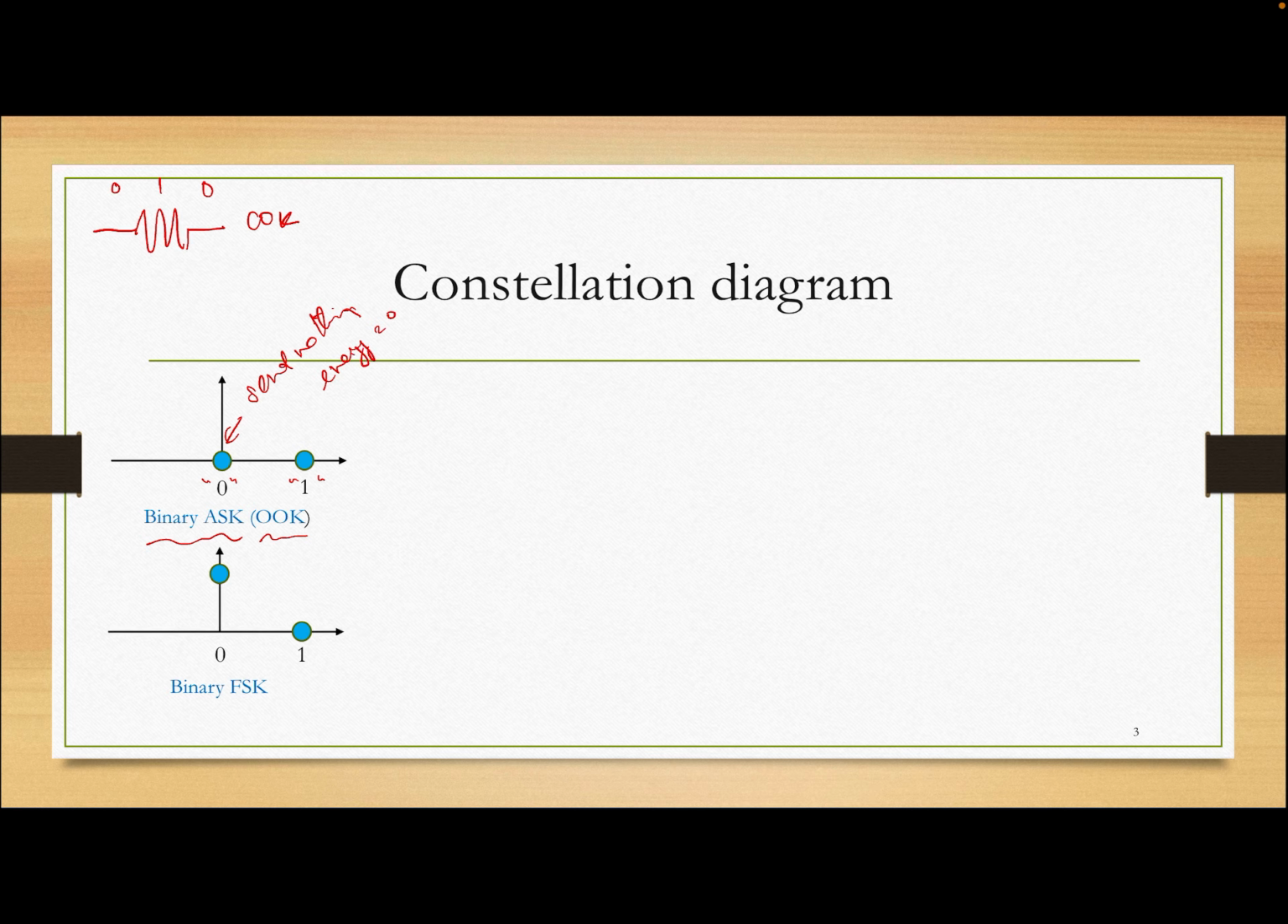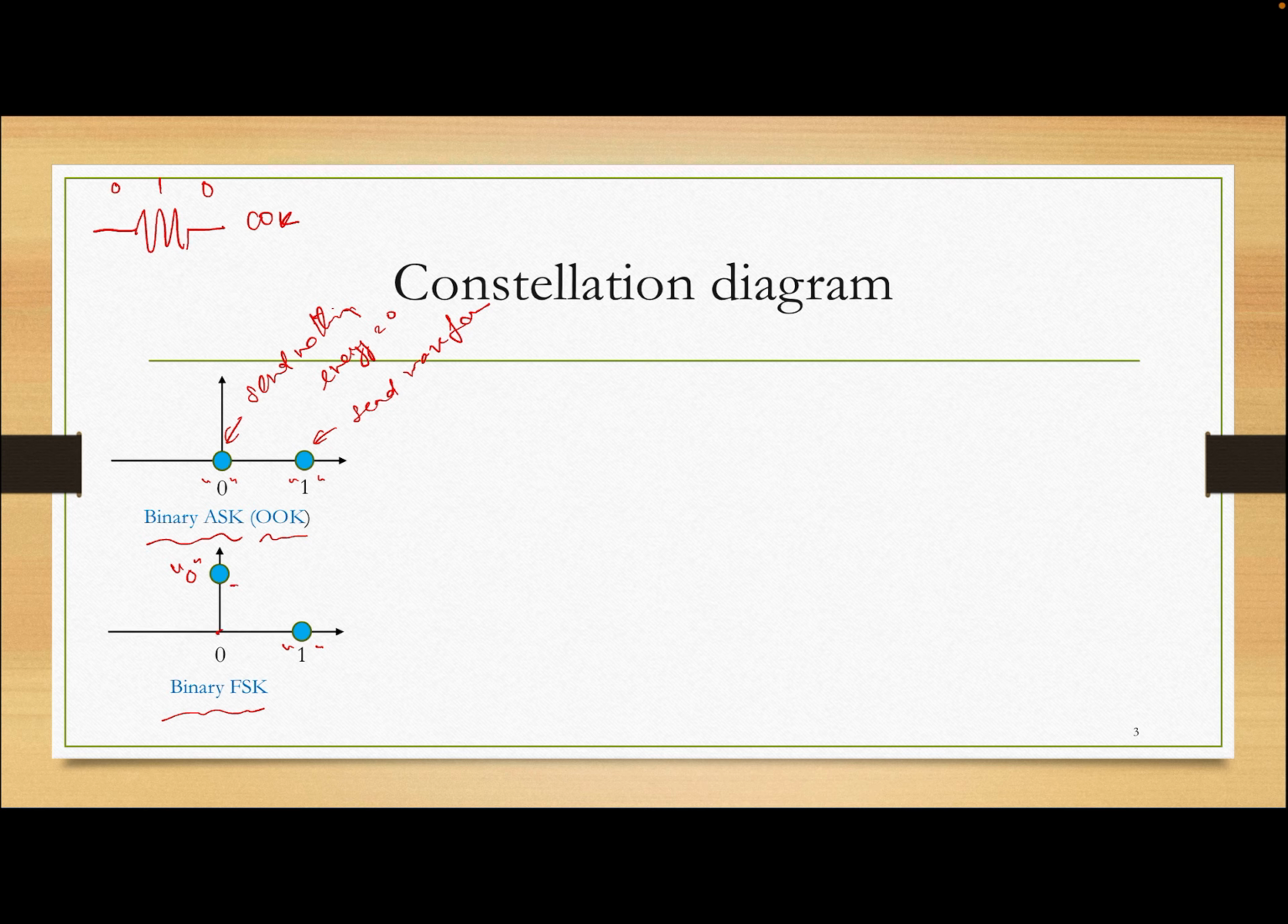Bit 0 is like sending nothing, and the energy is equal to 0. No energy, right? Because you send nothing. And this one you send something, right? Send waveform. So you have some energy. This is only one dimension because you basically have one signal.